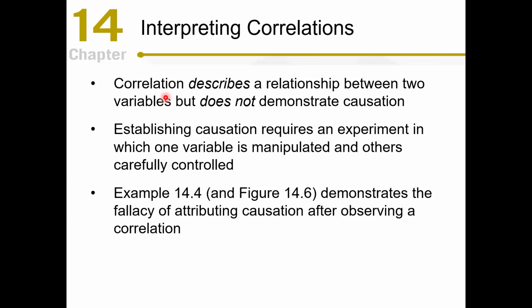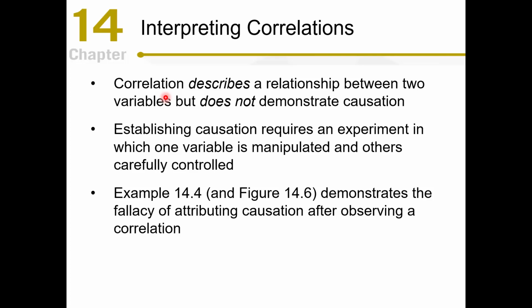All right. So on the next slide, you'll see how example 4.14.4 demonstrates the fallacy of attributing causation after observing a correlation. Just because two things are correlated does not mean that they cause one another. For instance, the level of ice cream consumption and the incidence of shark attacks both increase. It's a positive correlation, and it's actually highly correlated, probably 0.9 or higher, right? So shark attacks and ice cream consumption have a positive correlation.